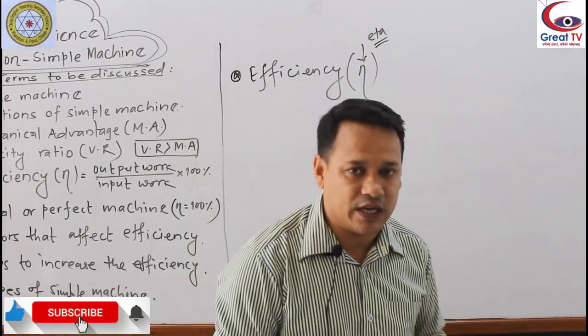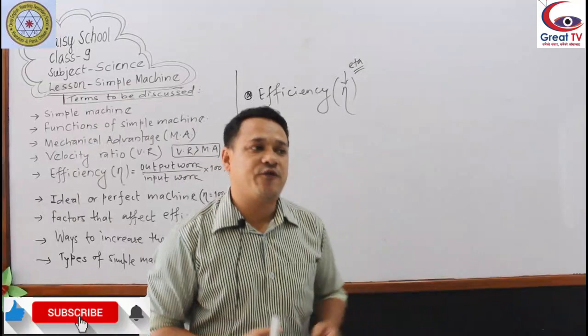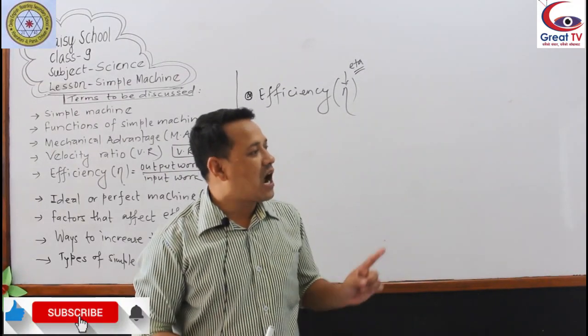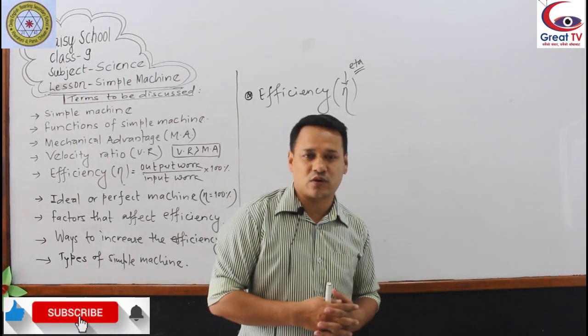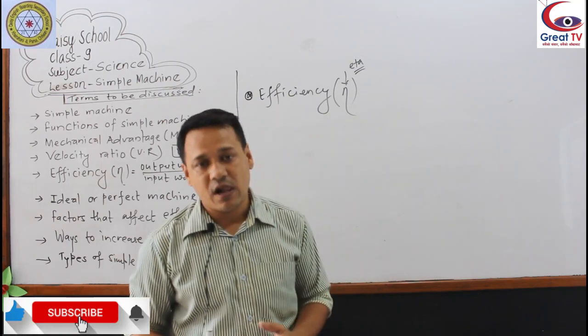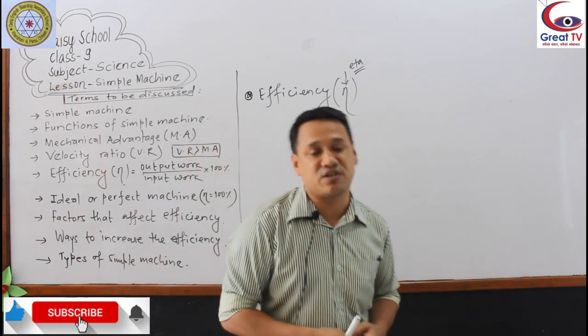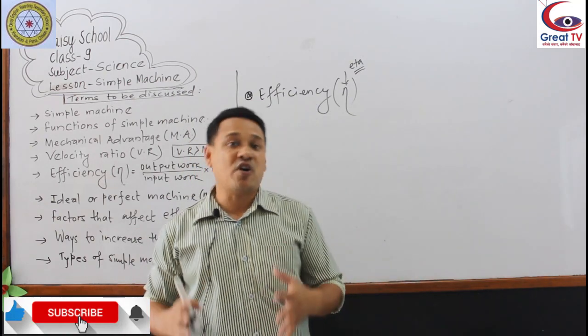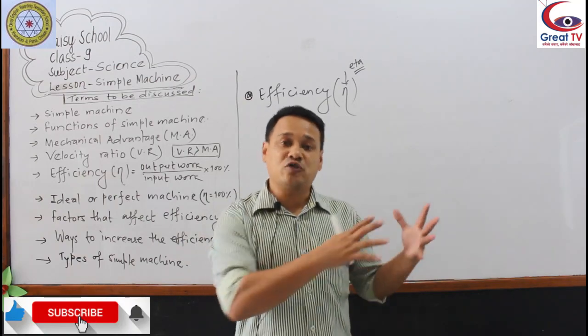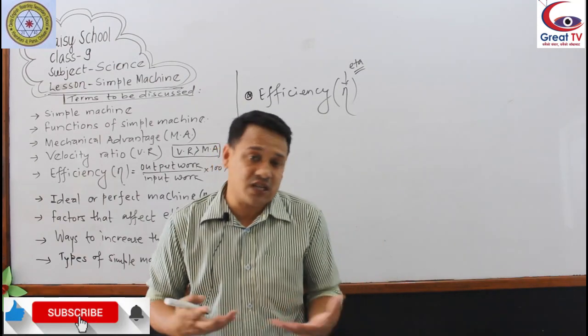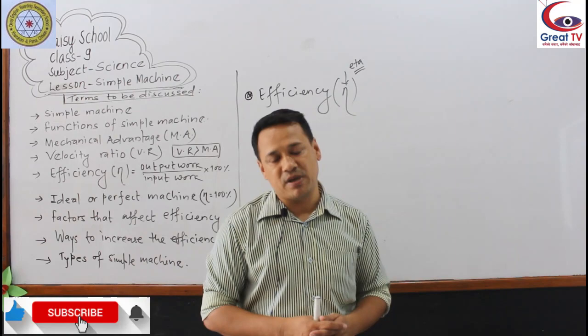But mathematically we define it as a ratio of output work to input work, expressed in percentage. That's why the percentage ratio of output work to input work is called the efficiency of the machine.